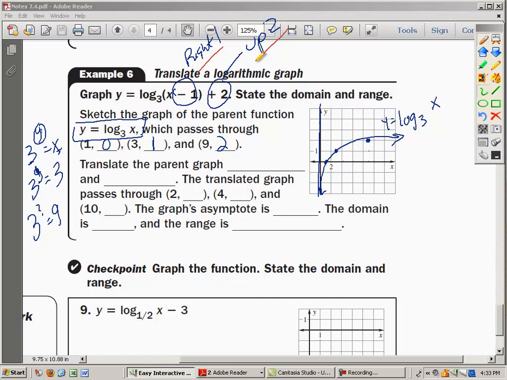So we're going to go right 1 and up 2. We are going to go right 1 and up 2. And so my new graph is going to look something like this.